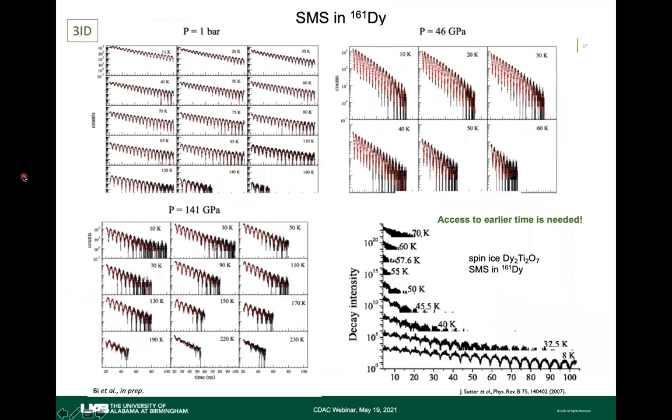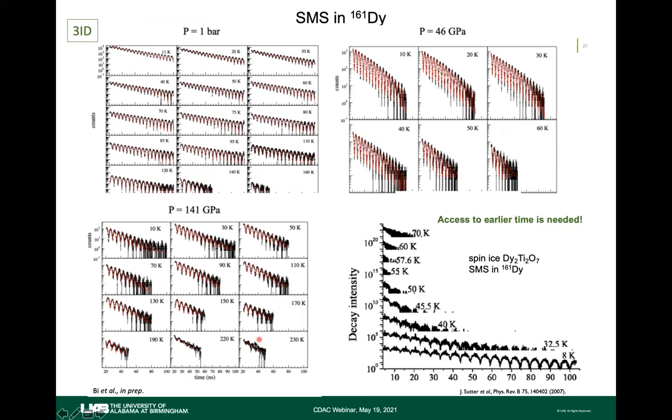Okay, so I'm going to just flash the experiment data and the analysis. This is the measurement at ambient pressure, 46 GPa and 141 GPa, and we saw the magnetic order up to 141 GPa and 230 Kelvin. The problem with this experiment was we keep losing count rate whenever we approach the magnetic ordering temperature from low temperature. We always do measurements during warming up from base temperature.